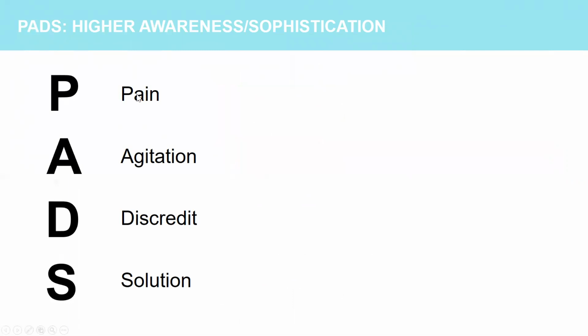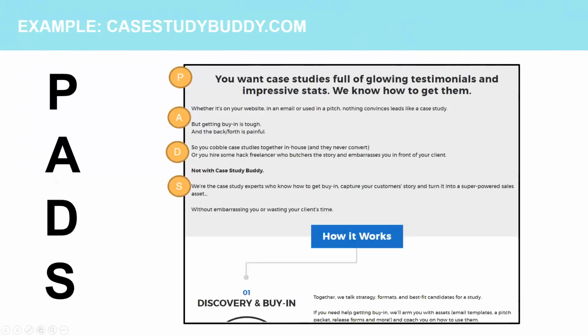And you remember the floss example. I said, hey, like toothpicks? Nah, you're going to jab your gums. It's going to be awful. And then you show them the solution. So here's an example of this on the Case Study Buddy website.